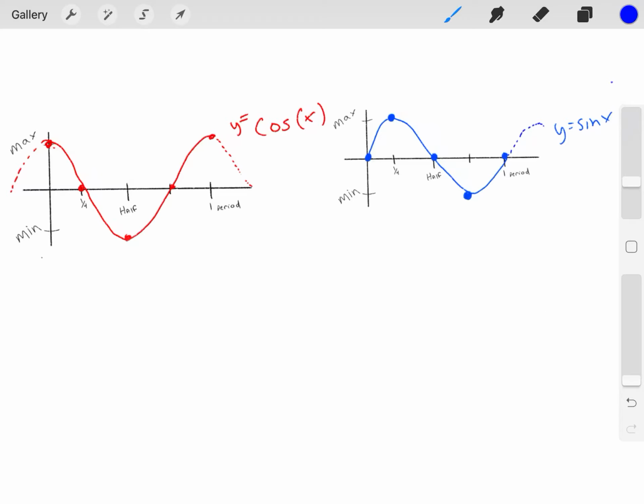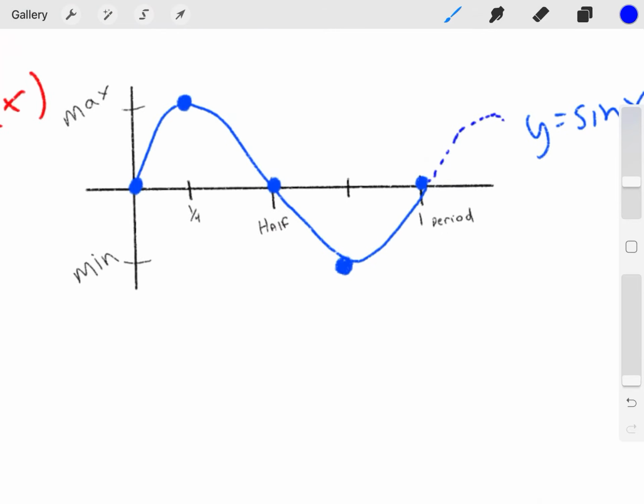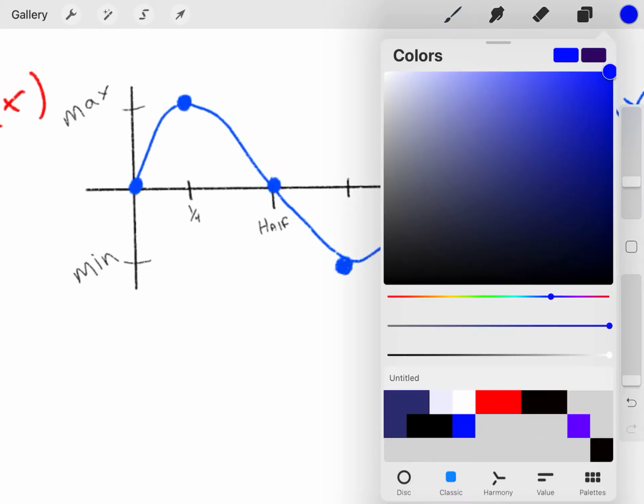All right, so we're going to look at the graphs a little differently. We're going to look at them instead of in terms of 2 pi's and pi's. We're going to say what happens within one period. And so for sine, within one period, this graph does a lot of different things. It goes up, down.